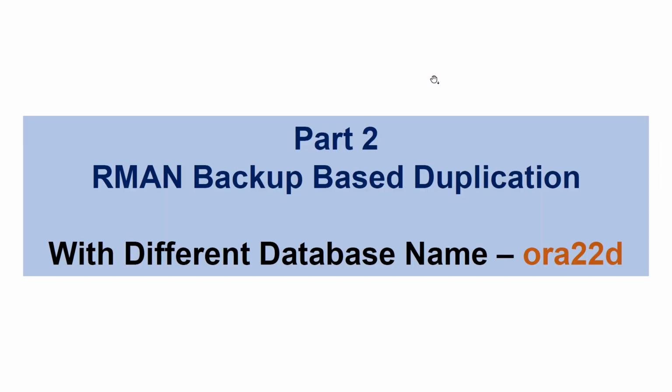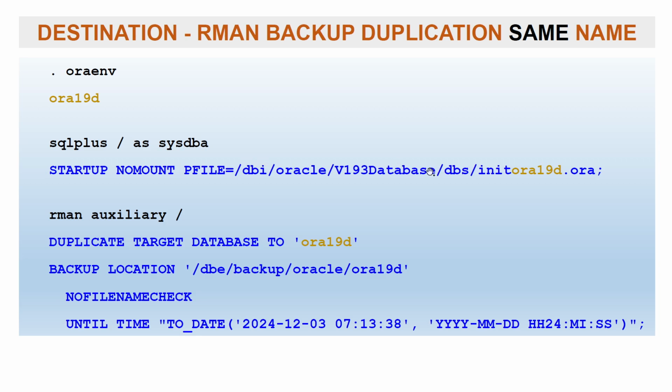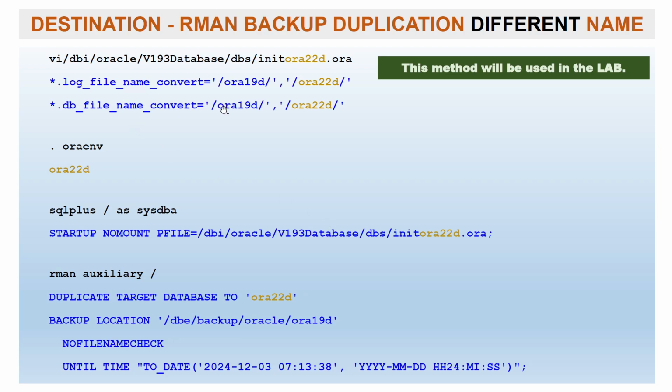Now, part two: if you want to duplicate the database with a different name, the name that I have chosen is Aura22D. You can choose whatever you like, but here I have shown how to do it with Aura22D. There are multiple methods, and I'll show you multiple methods, and this particular method will be used in the lab. Since we have already duplicated this database on the destination server, Aura19D will already be running, so we need to make sure that we don't overwrite the redo logs of the existing database. So we will use the log_file_name_convert parameter and the db_file_name_convert parameter.